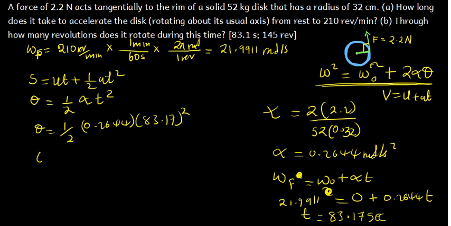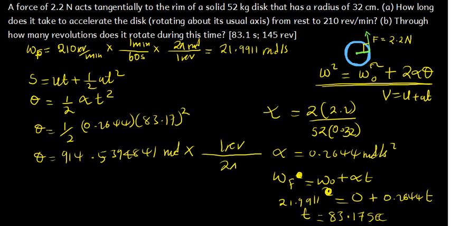So theta is giving me 914.5394841, and this is in radians, but we want it in revolutions, so we're going to convert this to revolutions. We know that in one revolution we have 2 pi radians, so the radians cancel, therefore we're just going to divide the answer that we have here by 2 pi, and that is going to give us 145.55 revolutions. So therefore that is going to be the solution.